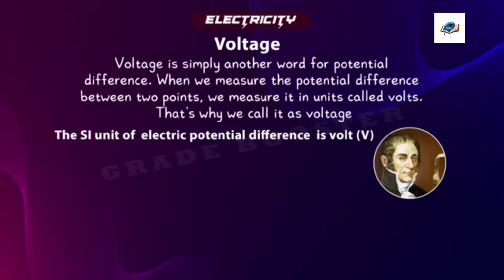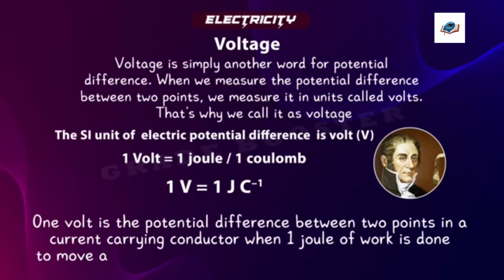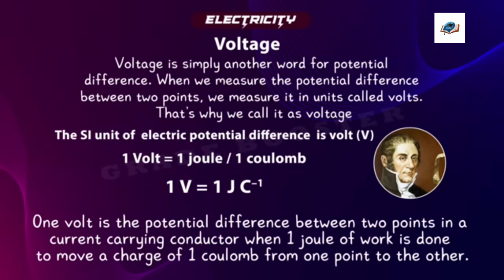So 1 volt is equal to 1 joule per 1 coulomb. 1 V = 1 J C^-1. So 1 volt is the potential difference between 2 points in a current carrying conductor when 1 joule of work is done to move a charge of 1 coulomb from one point to the other.